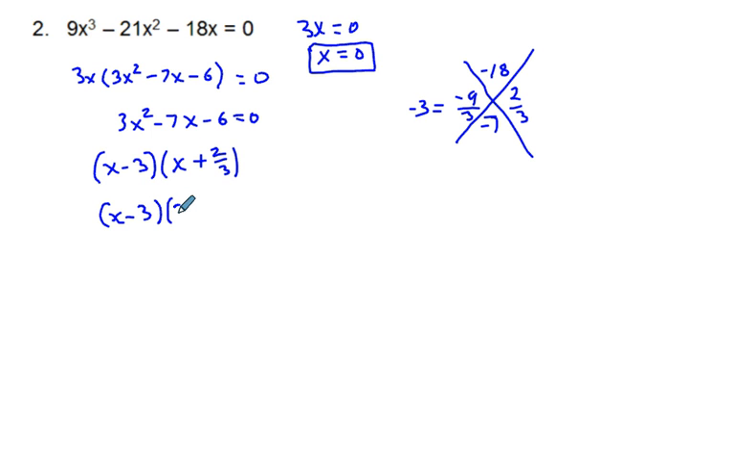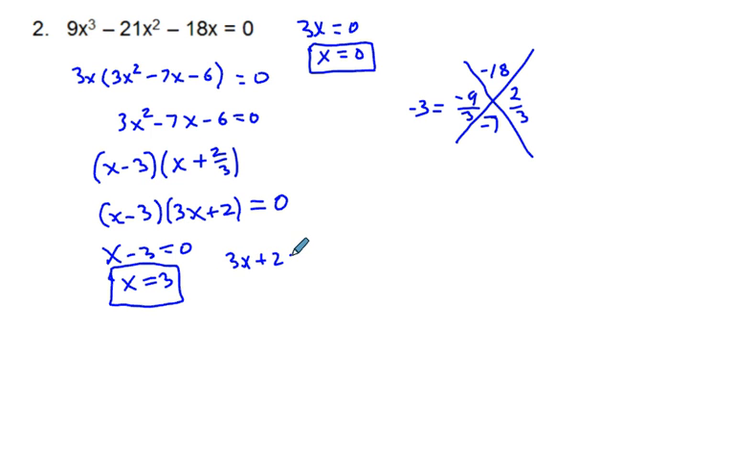We have 3x plus 2 is equal to 0. So we said x minus 3 equals 0, so x is equal to 3. And we have 3x plus 2 is equal to 0. Subtract 2. 3x equals negative 2. Divide by 3.